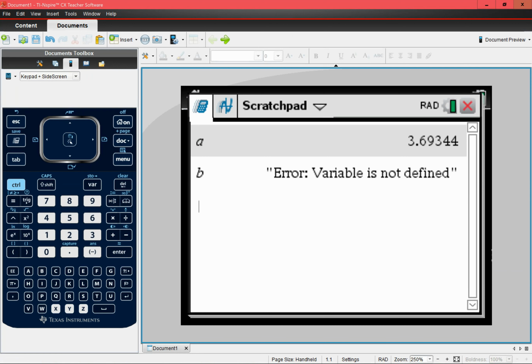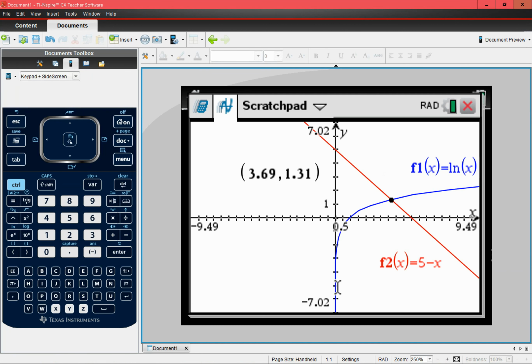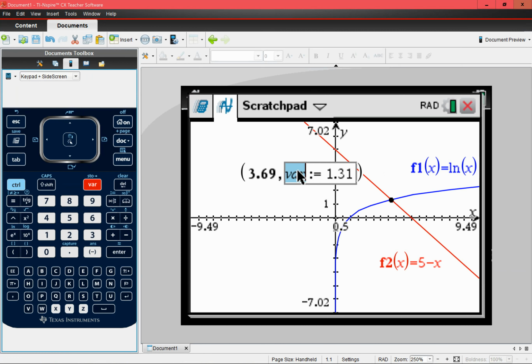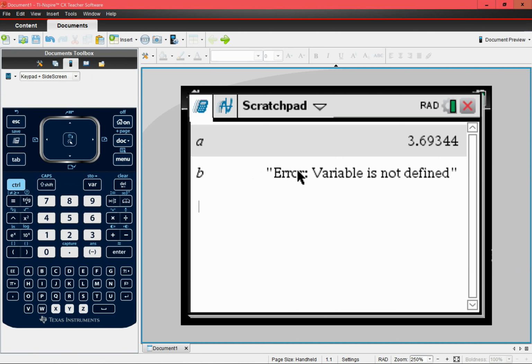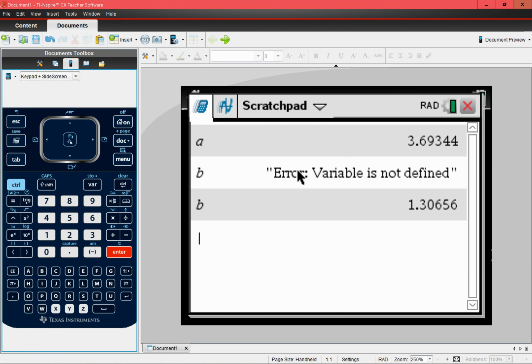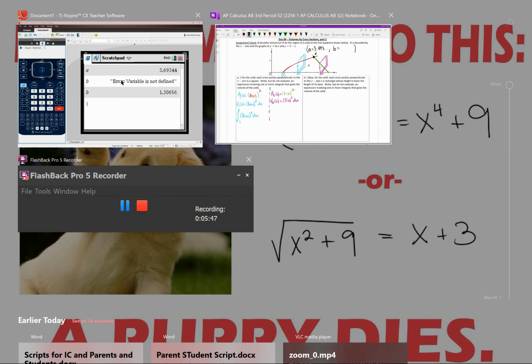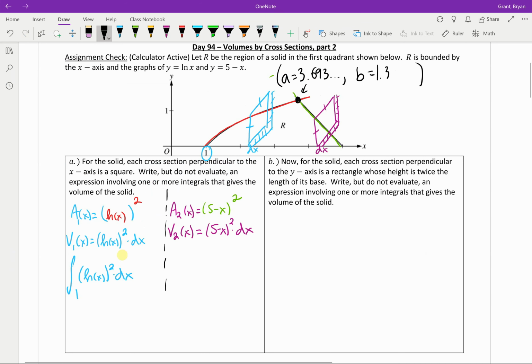Variables not defined. You're lying to me. I totally saved that as b. Maybe I hit a different letter. So control store b, enter. Ha! What now? Now I can hit b, and we've got it, 1.306. So we have this 1.306 dot dot dot. And again, by showing what a and b are, now I don't have to write these out.